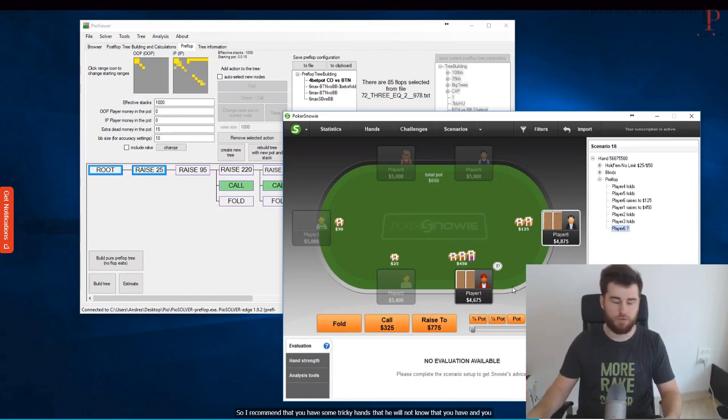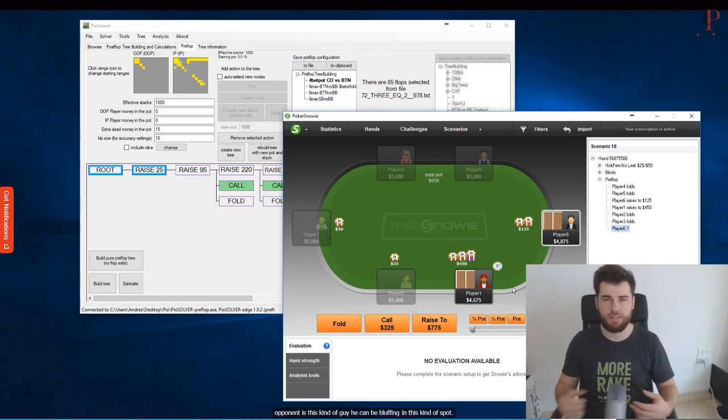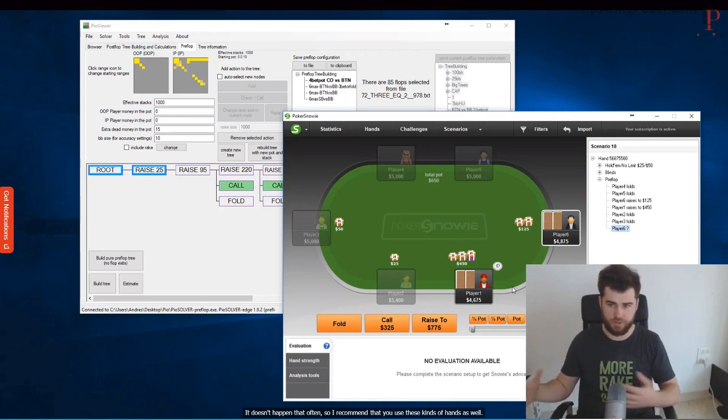So I recommend you to have some tricky hands that he will not know that you have, and you can see some showdowns and you can reaffirm your hypothesis, or you can say, alright, my opponent is this kind of guy that can be bluffing in this kind of spots. It doesn't happen so often, so I recommend you to use this kind of hands as well.